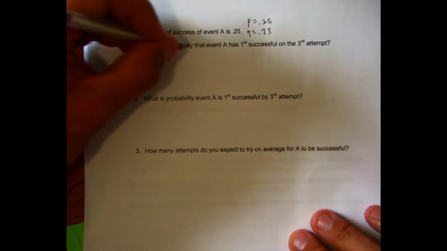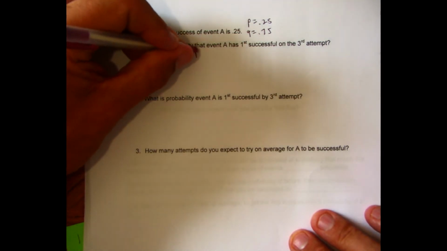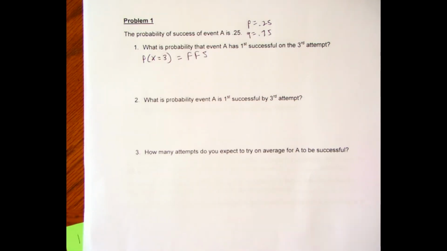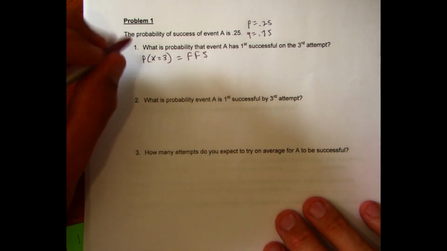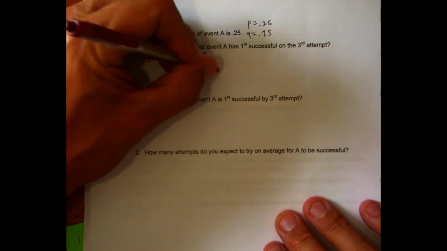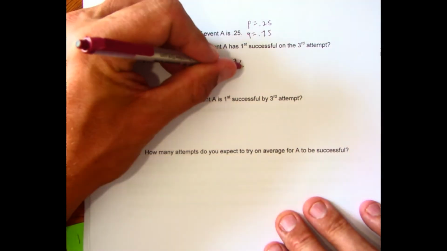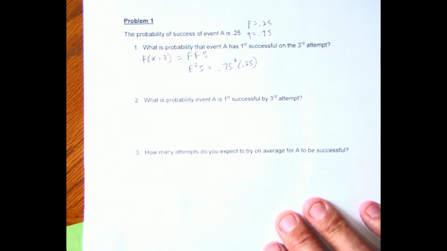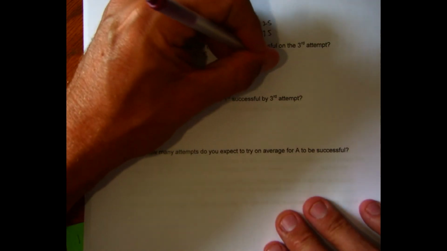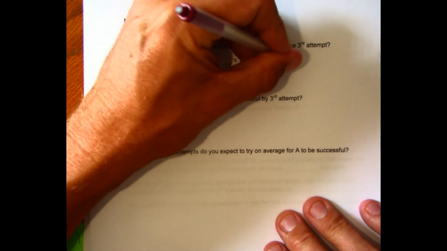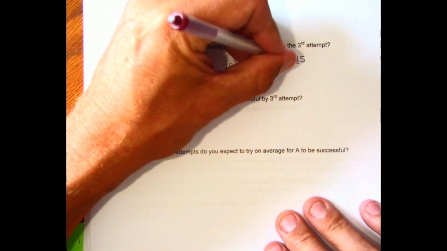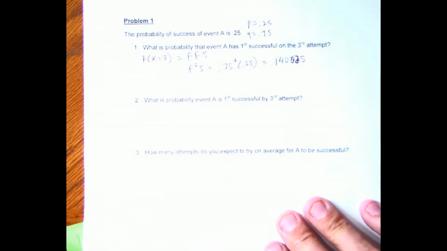Well, there's really only one way that can happen. I can fail, fail, and succeed. So these all have probabilities to them, so this is really failure squared times success. Well, failure is 0.75 squared times success. You can do that out. You get 0.140625.